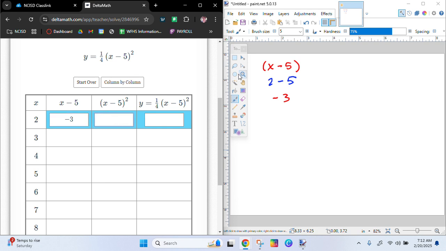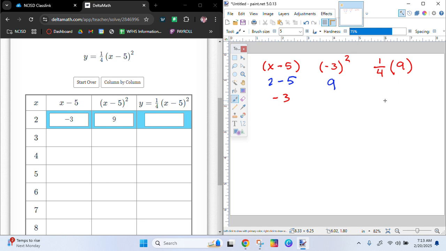Our next column, we've expanded it a little bit more. Now we've added the squared part. So that x minus 5, we've already solved for this row. We know that that's negative 3. So now they're asking us negative 3 squared. And negative 3 squared, of course, is 9. And then the last thing they're doing is giving us that final step, that 1/4 times whatever you just solved for. Multiplying the 9 we've already solved by 1/4. So 1/4 times 9.